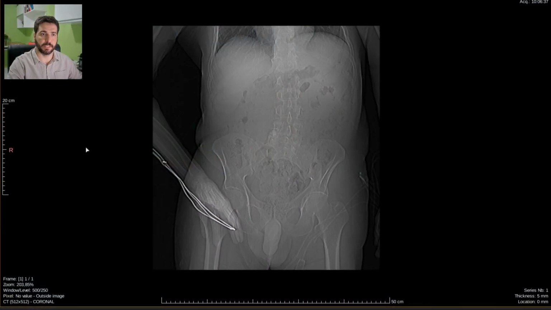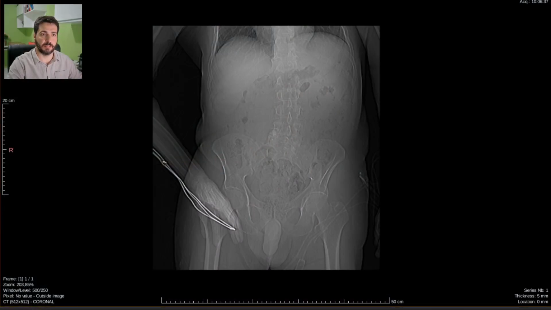So I'm back here at the office. Let's grab a CT scan from the emergency queue and see what we can report today. I have already downloaded the images. I'm just going to share my screen right there.